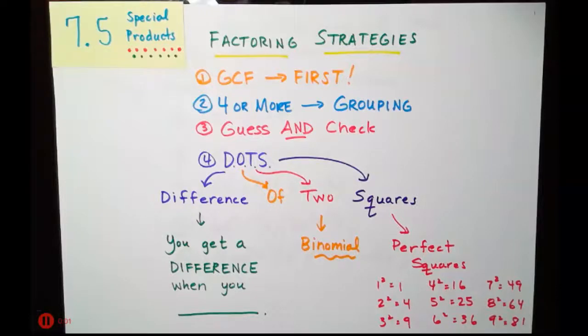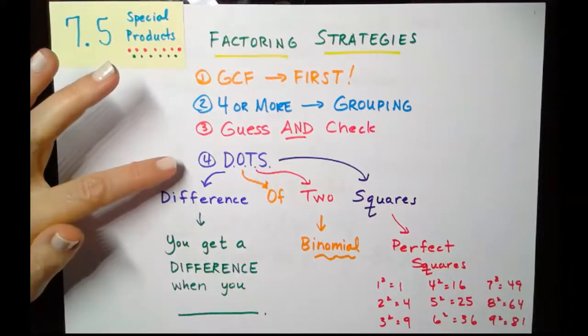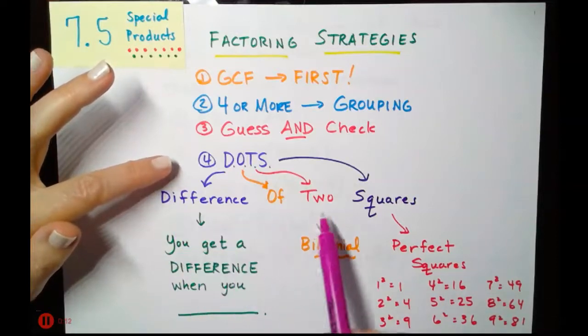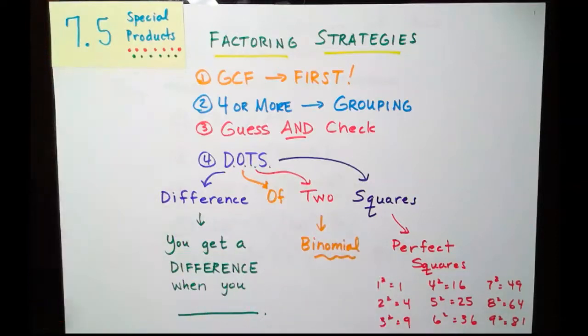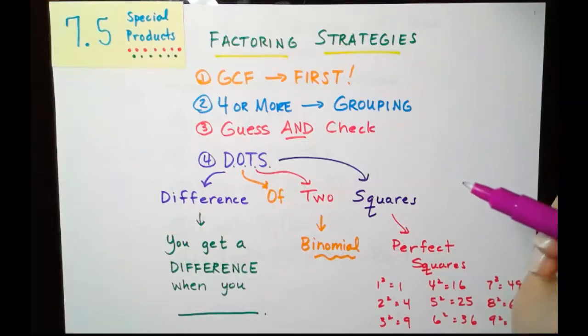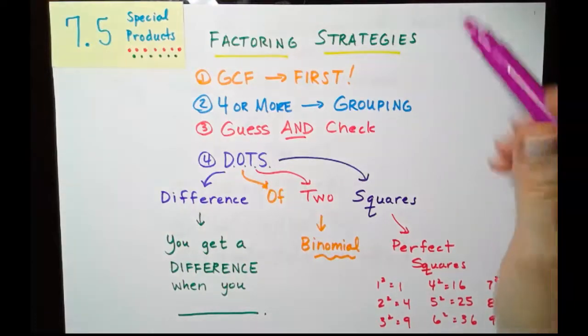Hi, Algebra 1. We are going to be looking at factoring strategies today and moving on to a new one called the DOTS, or the difference of two squares.